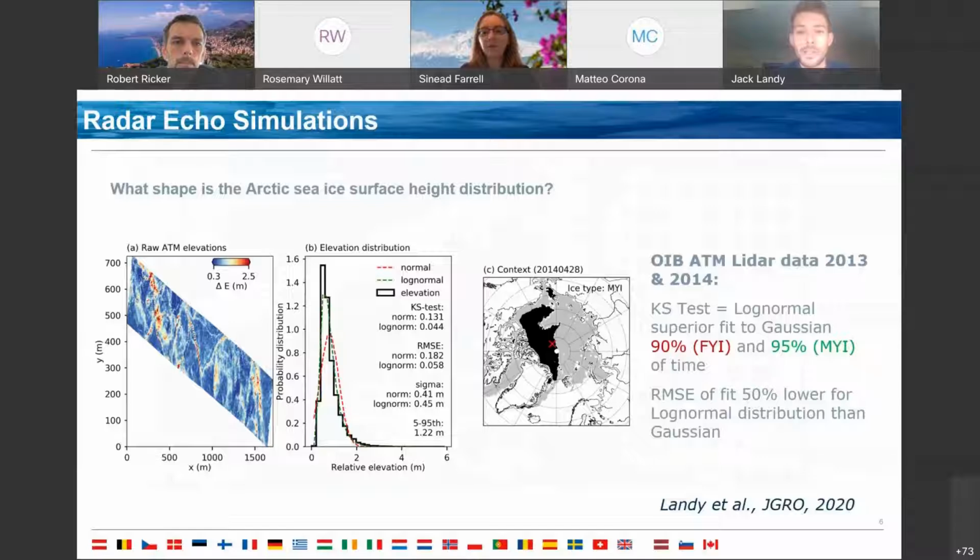So in the next part of the work, which was led by Alex Petty, we split up Operation IceBridge data in 2013 and 2014, including laser scanner data and the radar data, into sections that had about the same footprint as CryoSat-2. And we then fit these two different roughness models to our radar and laser data. And we found that most of the time, especially over multi-year ice, the log normal did a better job of characterizing the sea ice surface roughness distribution. And so this kind of informed our waveform simulations that we've been doing more recently.